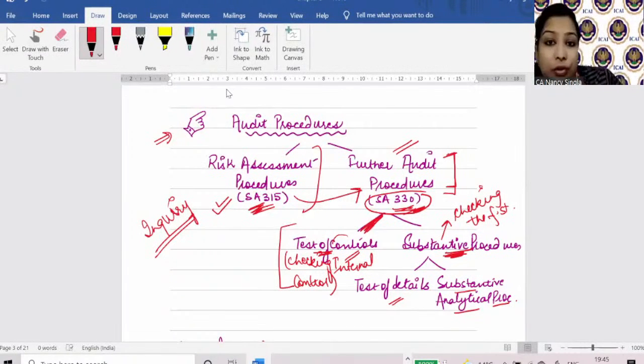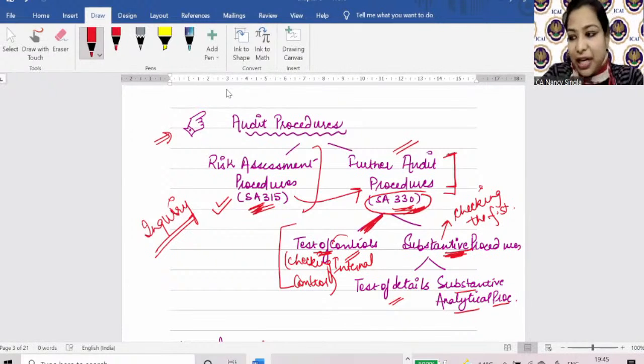So test of control is testing the internal control. Substantive procedure is when you are checking the financial statement, and it can be of 2 types, test of details and substantive analytical procedure. Don't get confused between substantive procedures and substantive analytical. The word analytical here implies a lot of things. We will be doing that in detail.